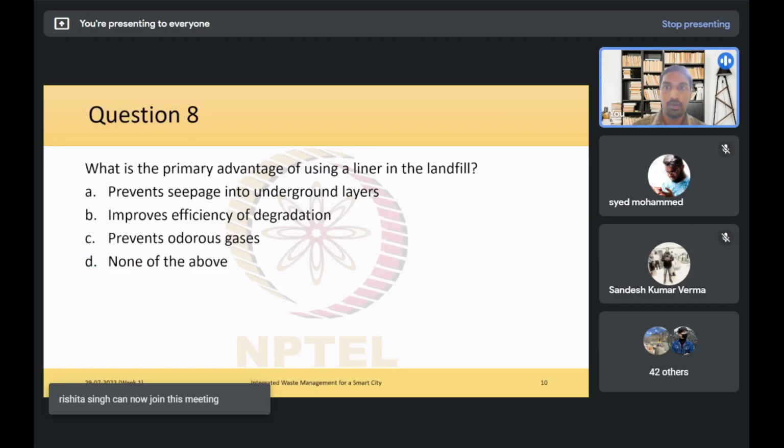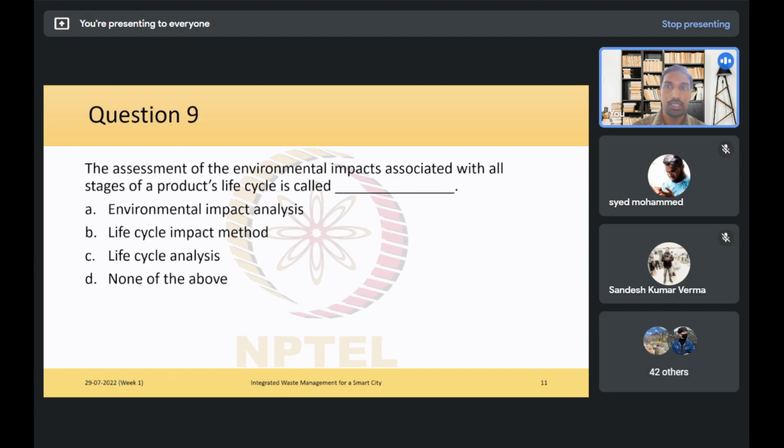Okay. If there are no other questions, we'll move to question number 9. The assessment of the environmental impacts associated with all stages of a product's life cycle is called dash. Option A, environmental impact analysis; option B, life cycle impact method; option C, life cycle analysis; and option D, none of the above.